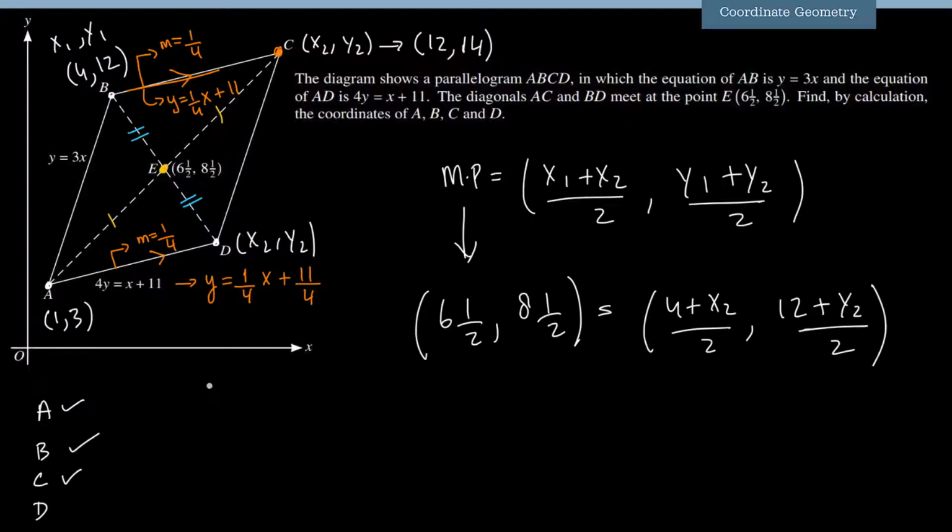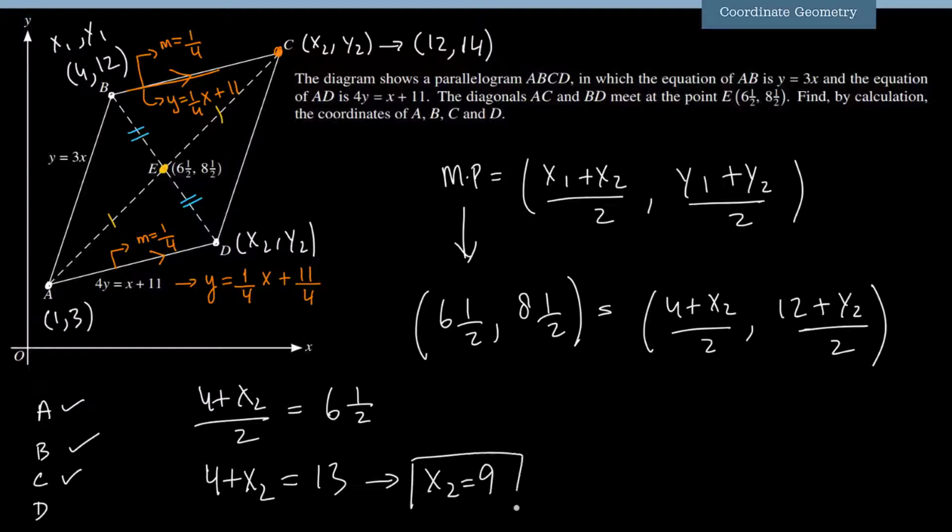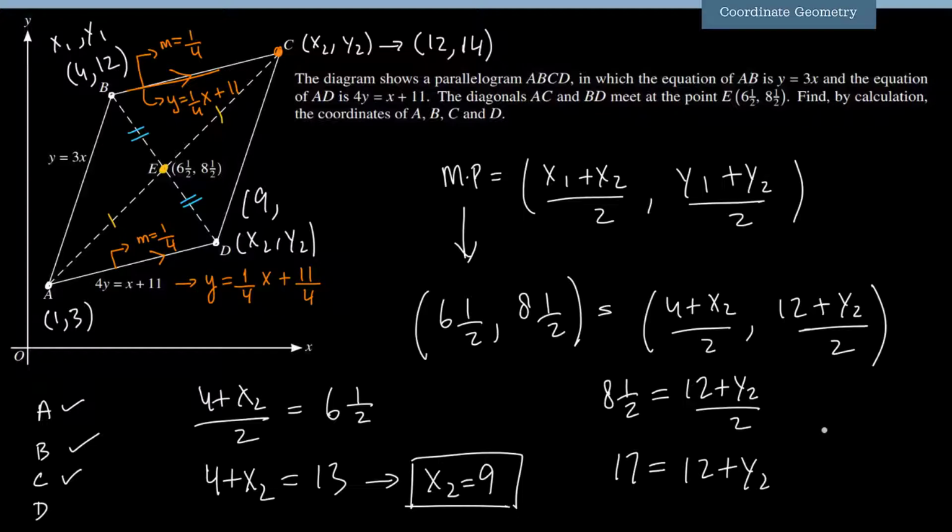The x coordinate would be equal to 6 whole 1 upon 2, so 4 plus x2 upon 2 is equal to 6 whole 1 upon 2. Multiplying both sides by 2 would give me 4 plus x2 is equal to 13. Subtracting 4 on both sides would give me x2 as 9. So the x coordinate of point D is 9, and for the y coordinate, 8 whole 1 upon 2 is going to be equal to 12 plus y2 divided by 2. This would be equal to 17 is equal to 12 plus y2. This gives me y2 as 5. So the y coordinate of point D is 5. So the coordinates of point D are 9, 5.